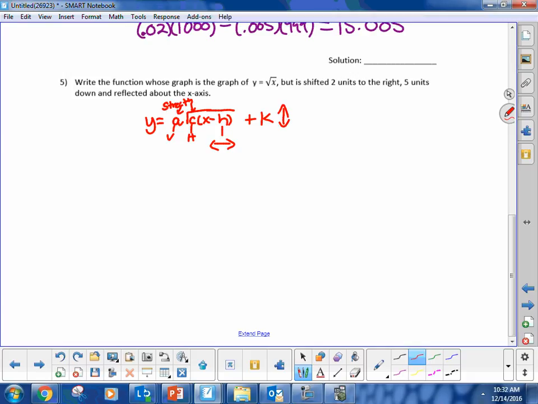One of the things they want us to do is shift 2 units to the right. So if I'm going to go to the right, this becomes x minus 2. That's how I get shifting 2 units to the right. Anytime you're in doubt, just graph it and you can see if all these things are happening. 5 units down, so that's a k value. This describes 5 units down. And reflected about the x-axis, that's going to be the a value. I'm going to put a negative there. Technically, there's a 1 here, but since it's not important, we don't list it. So we put a negative value to describe that reflection.